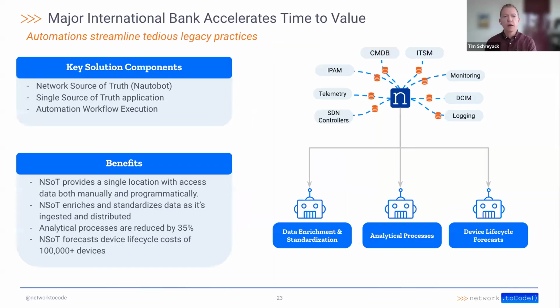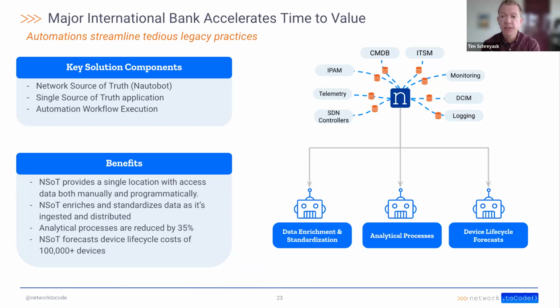Here's another example. A major bank accelerating time to value. Automation streamlined tedious legacy practices. So here in this case, Nautobot was introduced as the network source of truth and became the single source of truth in the environment. That is, we leveraged the single source of truth application from Nautobot to collect and distribute data across their various existing sources. So that's DCIM, IPAM, their monitoring platform, all of their existing sources of truth centralized via Nautobot.